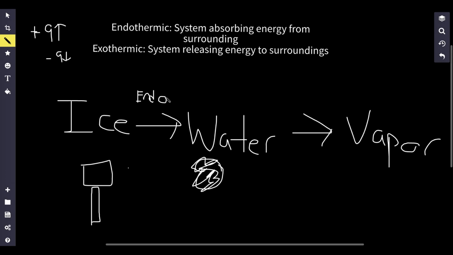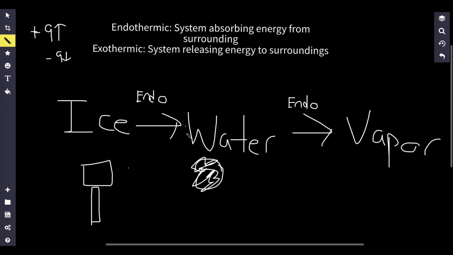I'm just going to write endo for short. And you see that when the arrows point this way, these are all endothermic processes. Water to vapor. You have to boil the water. You have to give the water some heat. And then when the water absorbs the energy from the surroundings, it goes into a gas phase. So when you're melting ice into water, that is endothermic.